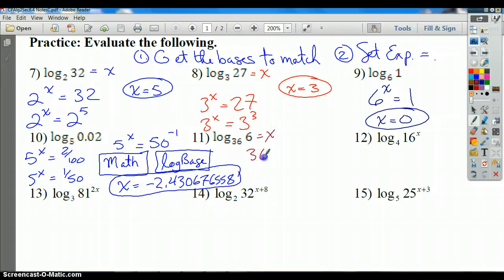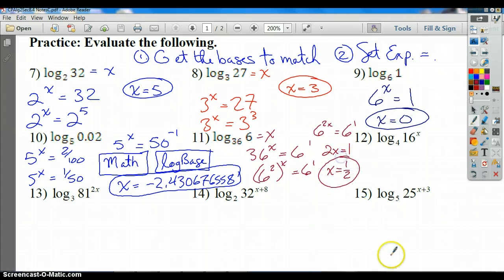All right, 36 to the x equals 6 to the 1. I can rewrite 36 as 6 squared, which means I have 6 to the 2x equals 6 to the 1. Set my exponents equal, 2x equals 1, x is a half. So basically the square root of 36 is 6. Yes, okay, this works.